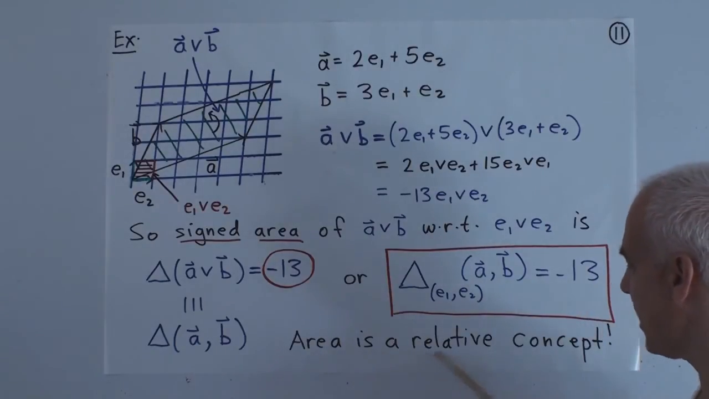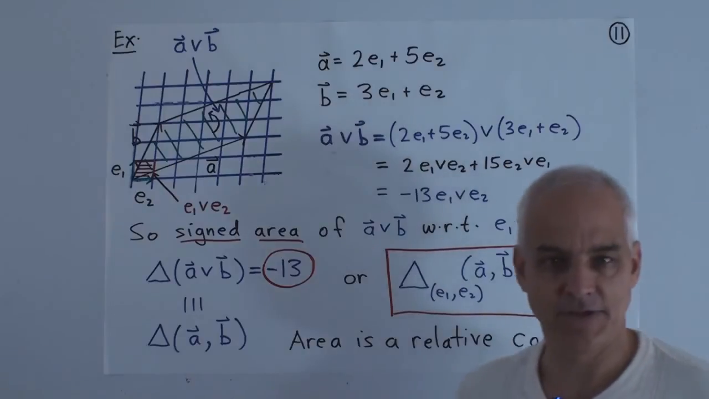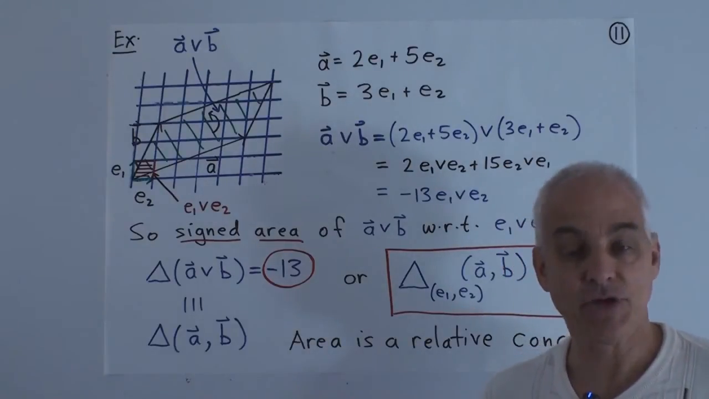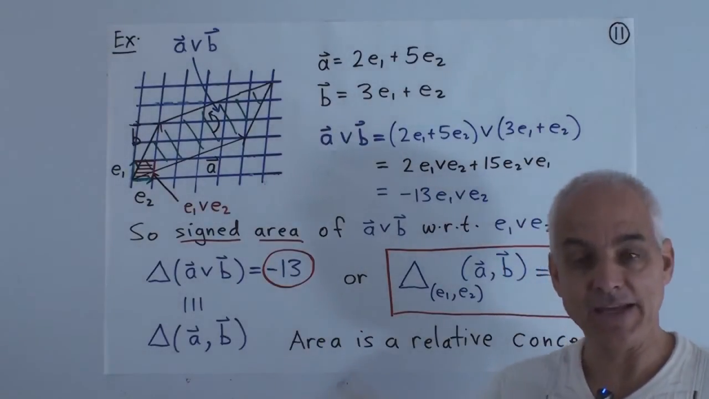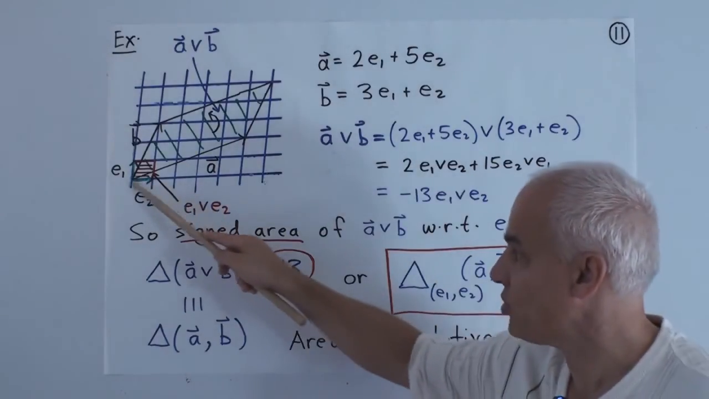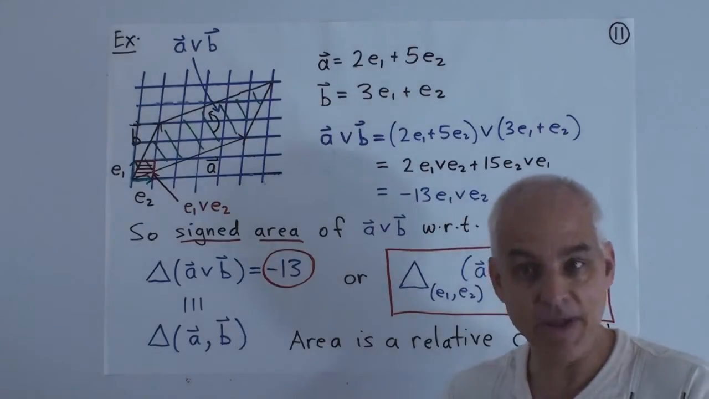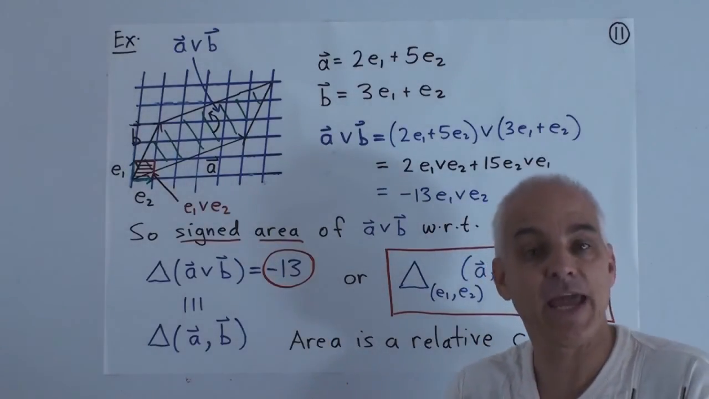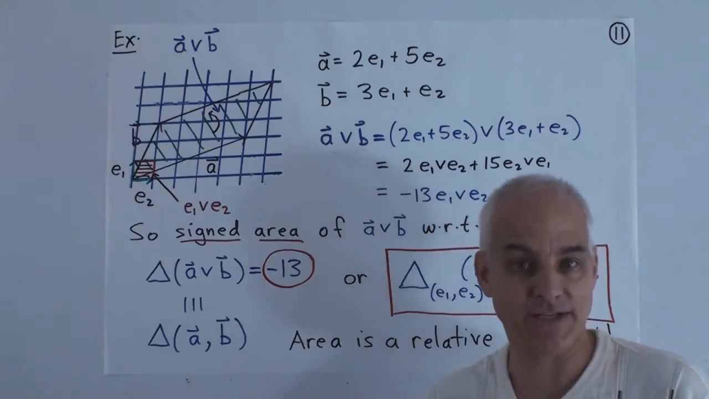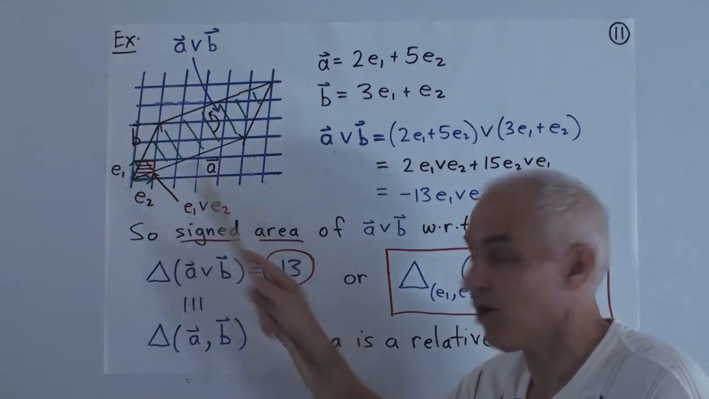And this is telling us that area is a relative concept. In affine geometry, there's no absolute area. It depends on how you measure, how you set up a measuring system. Once you set up a measuring system, then you can talk about areas, but it's really areas relative to your measuring system determined by two starting vectors.